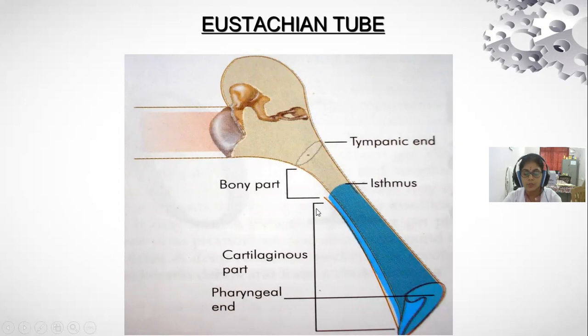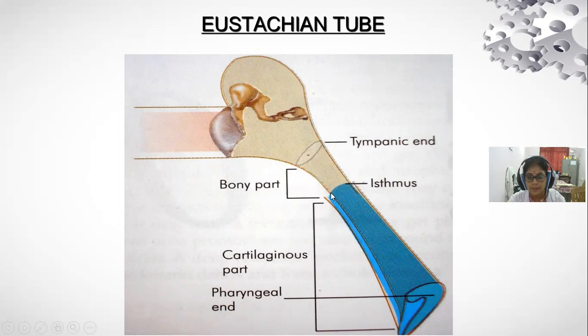That Ostmann pad of fat, if at all it is deficient, it will lead to a patulous eustachian tube, wherein the patient will have the complaints of autophony. The patient says that he can hear his own voice. So if you can see, this is the bony portion of the eustachian tube.